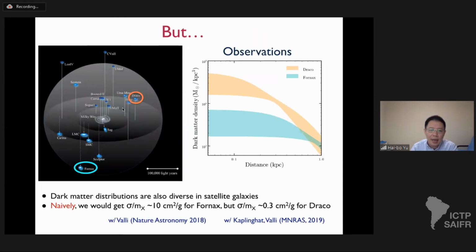So let's take two examples. One is Draco, the other is Fornax. If you plot the density profiles of these two dwarf galaxies, inferred from stellar kinematics of the system, you can see that the central densities differ quite a lot. Draco has very high density, and Fornax has very low density. The difference can be 1 order of magnitude. So in other words, dark matter distributions are also diverse in satellite galaxies.